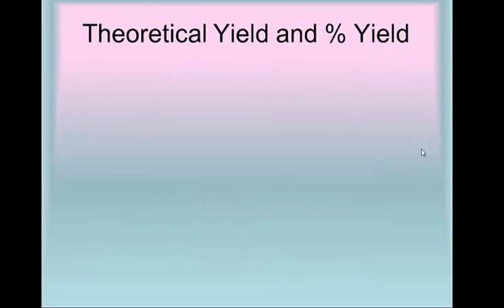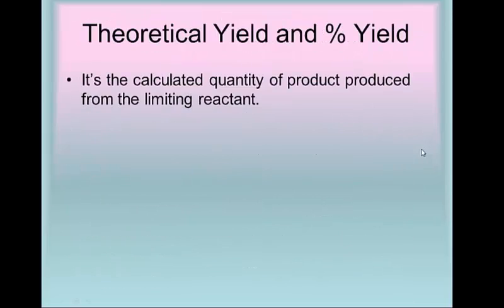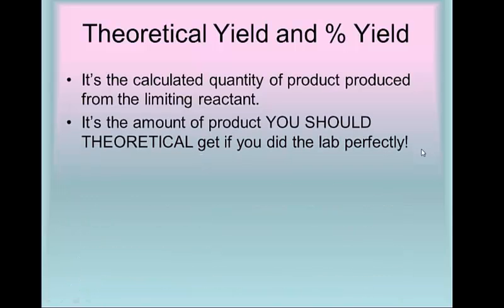Theoretical yield and percent yield. Theoretical yield is the calculated quantity of product produced from the limiting reactant. It is the value you get when you use paper and pencil and a balanced chemical equation. It's the amount of product you should theoretically get if you did the lab perfectly. And of course, labs are not done perfectly. Rarely will you get a 100% yield when you perform the lab after doing the math.